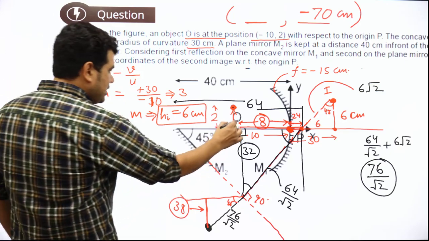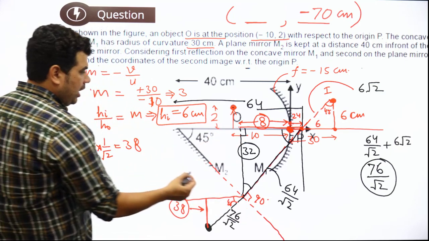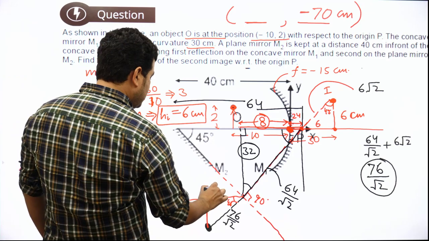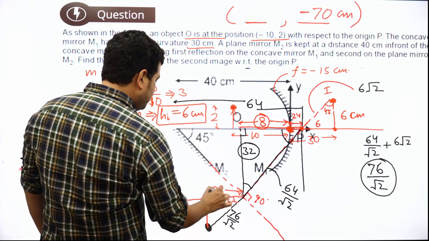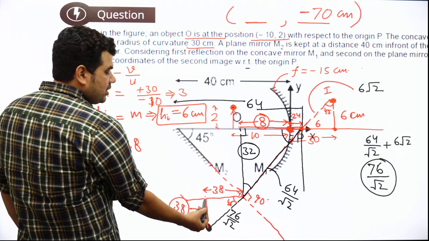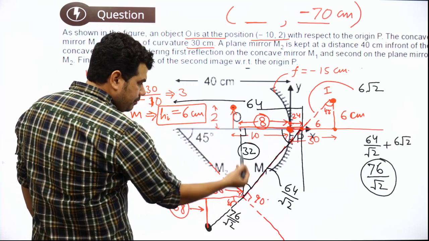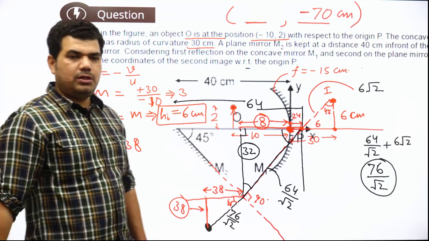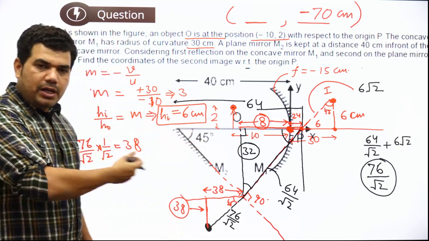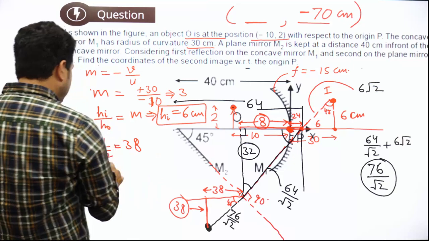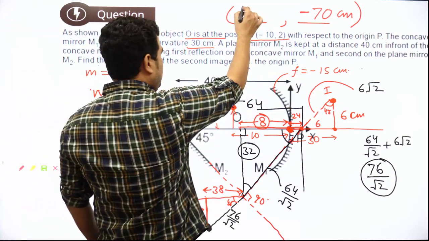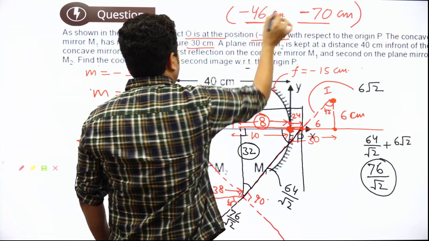Now if this is 8, then what do we have to find? We have to find this much distance again. So what is this distance? This is again 38 from here. So the x coordinate, with respect to this, is 8 plus 38. What is this? 46. Finally 46, but negative. So the correct answer is minus 46 for the x coordinate. So we can put minus 46 centimeter.